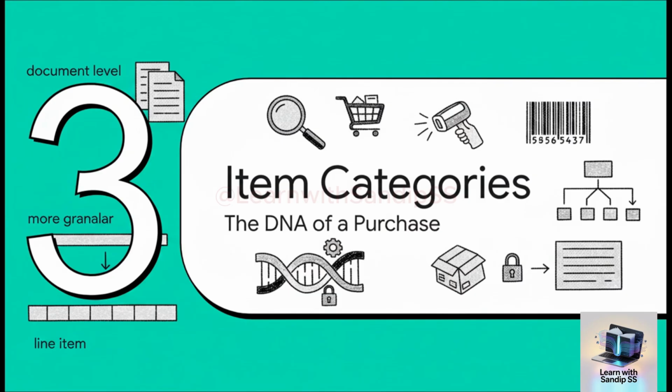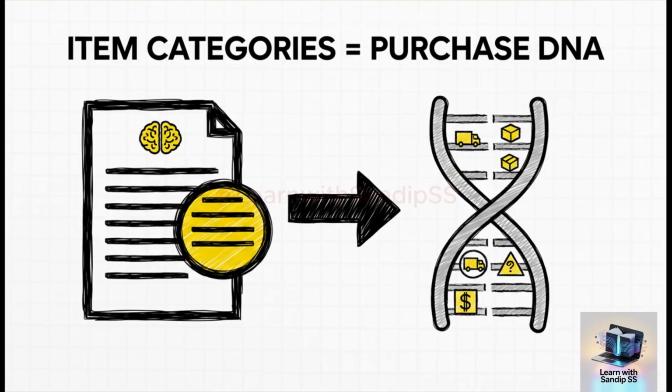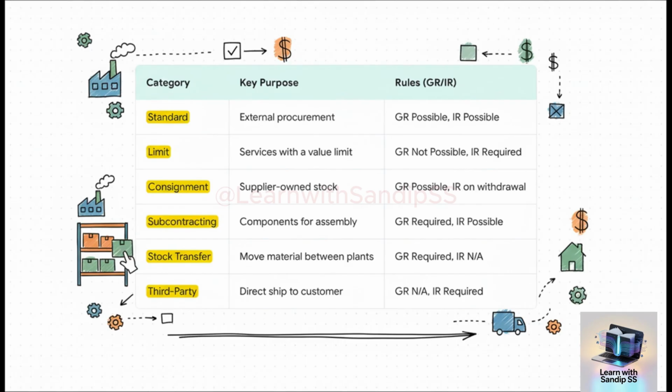Okay, so we've looked at the document level. Now let's get even more granular and zoom in on the individual line items in a purchase order. This is where we get to decode the real power of item categories. I absolutely love this analogy. If the document type is the brain of the whole document, then the item category is the DNA of each individual line item. This one tiny setting tells the system everything it needs to know about how to process that specific item you're buying.